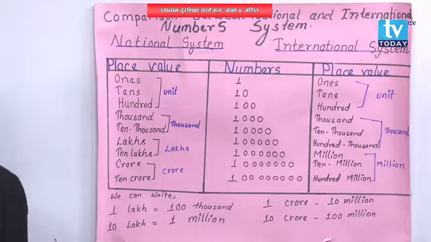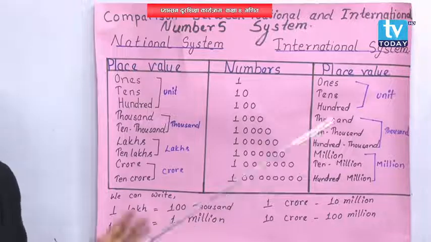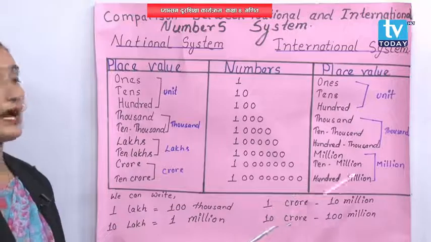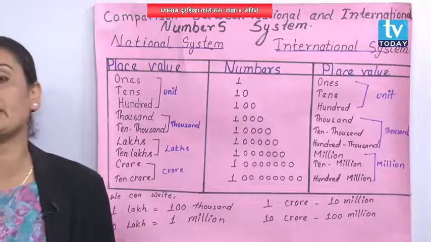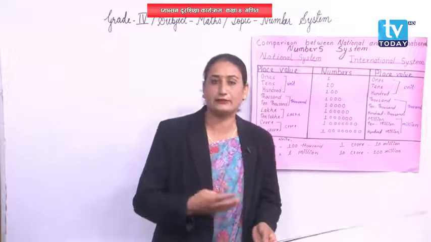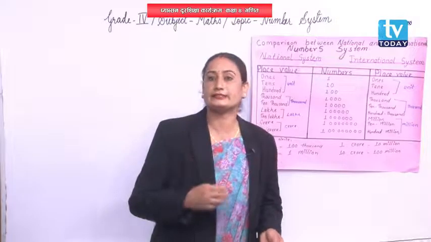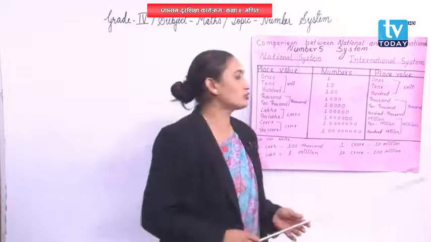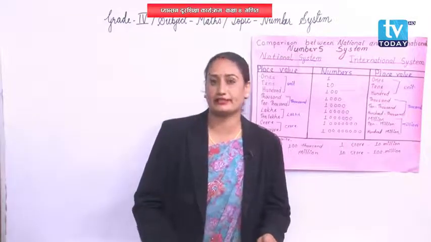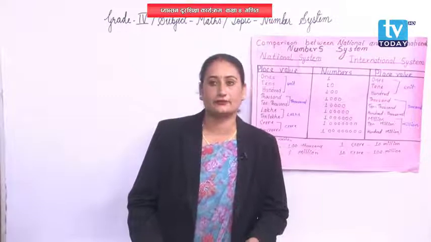In that way, when you are writing million, 10 million and 100 million, again million is repeated 3 times, right? So we are going to write it as million. Are you getting me? Of course.